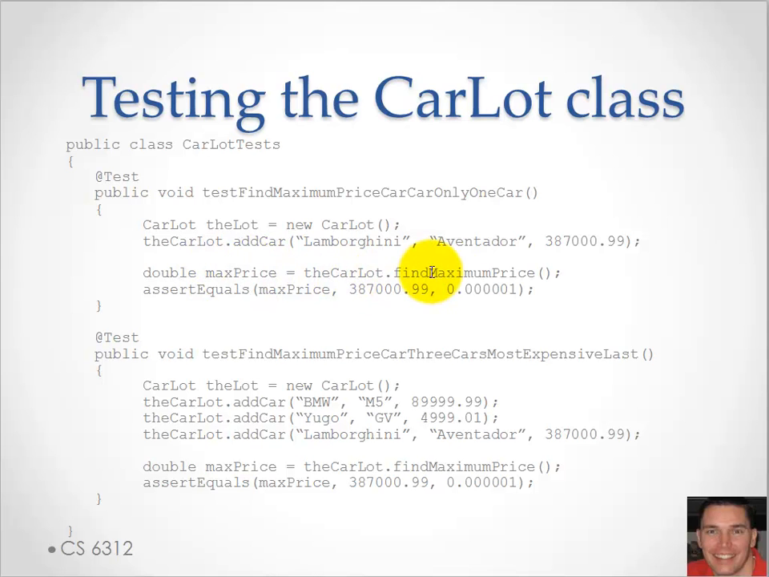Then I call the method I'm testing. I'm calling the find maximum price method. It returns me a value. Then I come in here and I call assert equals, and then I'm going to compare the return value to my expected result and see if that's true or not.